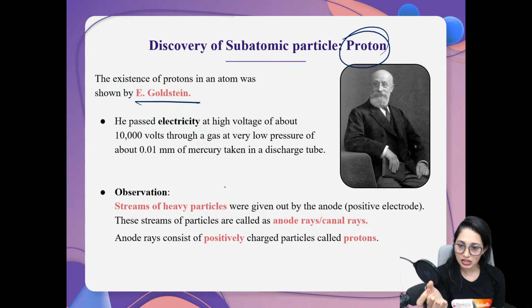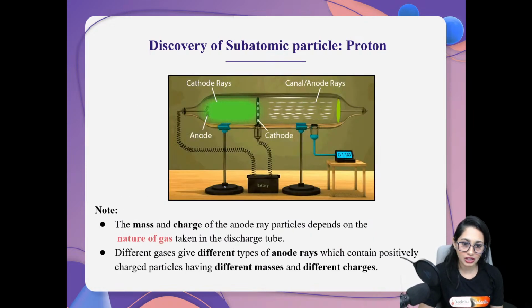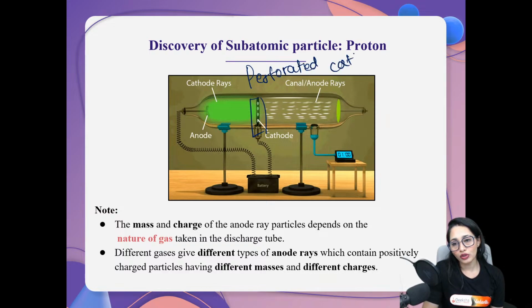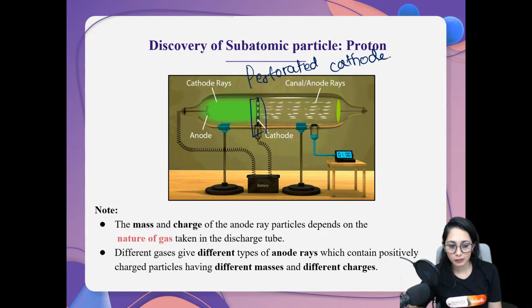He also takes a gas discharge tube. Streams of heavy particles were given out by the electrode. These streams of particles are known as anode rays or canal rays. Anode rays consist of positively charged particles called protons. So what did he take? See here, what is the difference here? There is a perforated cathode. What do you mean by perforated cathode? Perforated cathode is nothing but the cathode which has holes.